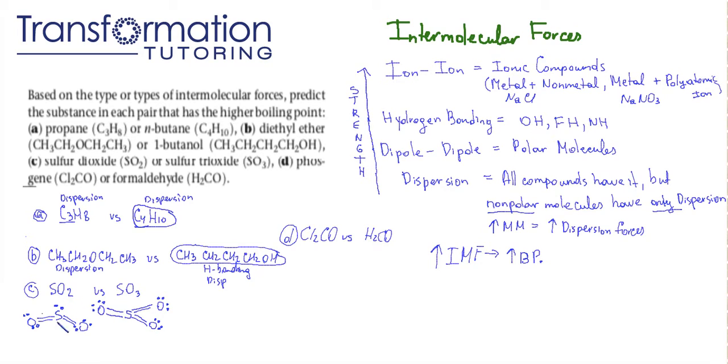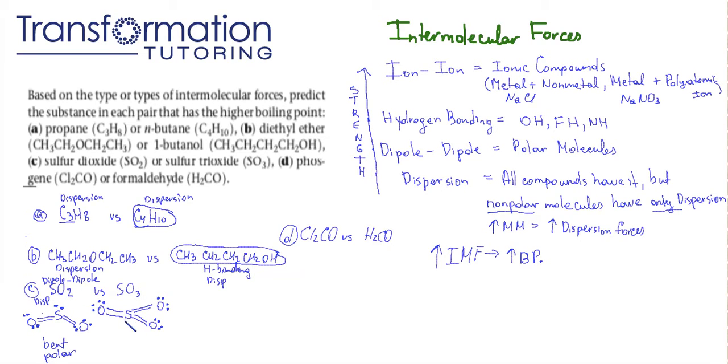SO2 is a molecule that has the shape bent. It has a bent shape, and therefore its charges are not equally distributed, and that's what makes it polar. And if it's polar, it has a dipole-dipole force. So we will write dipole. Like the rest of the molecules, it will also have dispersion, so we will add dispersion also.